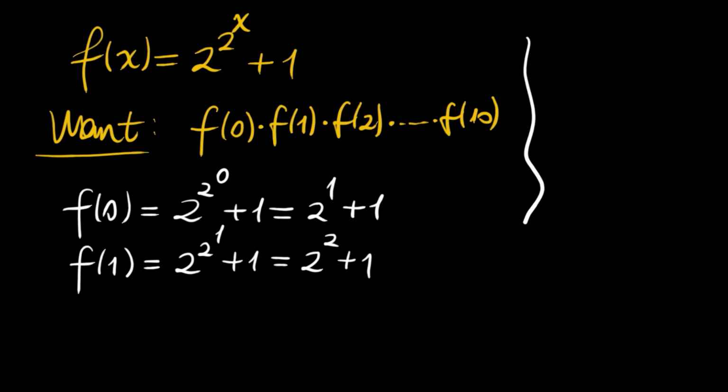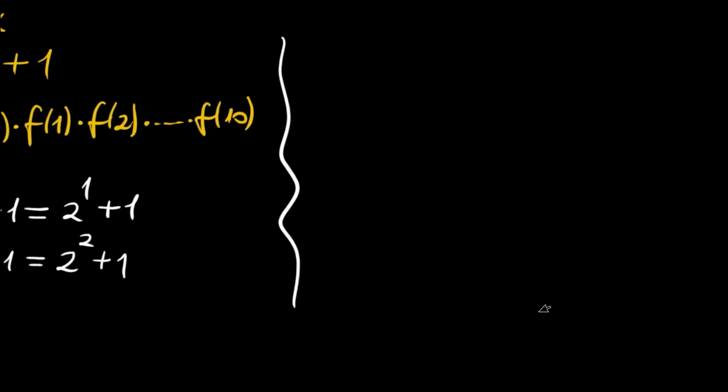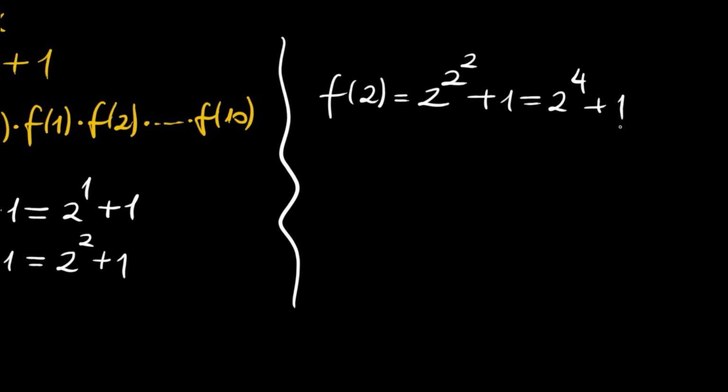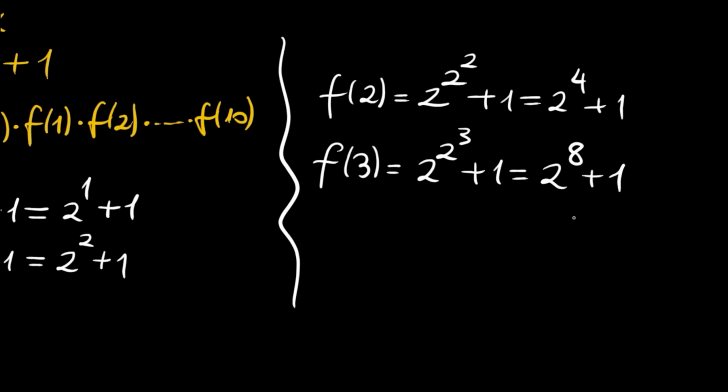Or f of 2 becomes 2 to the power of 2 to the power of 2 plus 1, which is 2 to the fourth power plus 1. Lastly, let me show you f of 3. This is 2 to the power of 2 to the power of 3 plus 1, which is 2 to the 8th power plus 1, and so on.